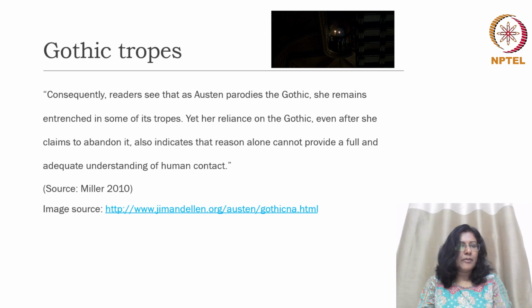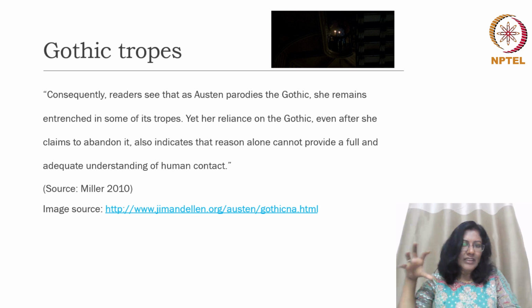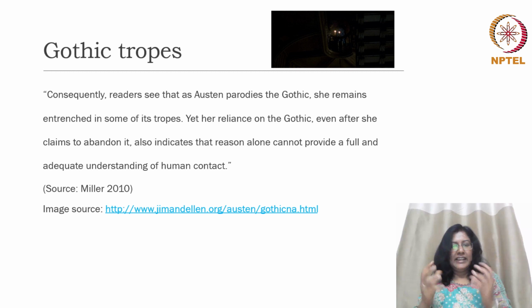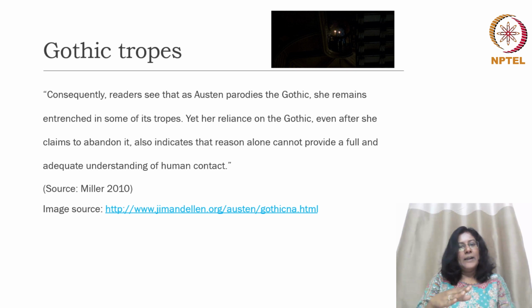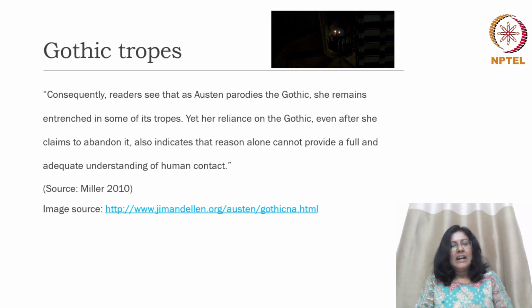Consequently, readers see that as Austen parodies the Gothic, she remains entrenched in some of its tropes. Yet her reliance on the Gothic, even after she claims to abandon it, also indicates that reason alone cannot provide a full and adequate understanding of human contact. So what becomes apparent in Northanger Abbey is that even though Austen parodies it, she also retains the tropes of the parody in order to make her point. So the reliance on the Gothic is essential to illustrate the triumph of romance in this particular novel. The reliance on the Gothic is useful to exhibit the social horrors that are an undercurrent in this novel, and this shows us that imagination cannot be completely rejected from this fictional universe. Reason alone cannot provide a full and adequate understanding of human contact.